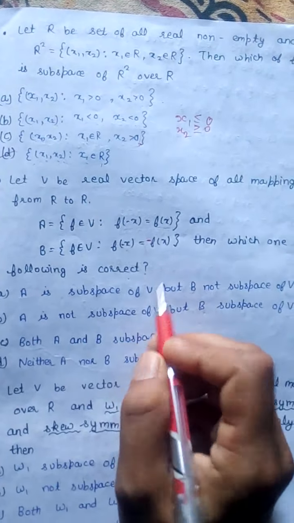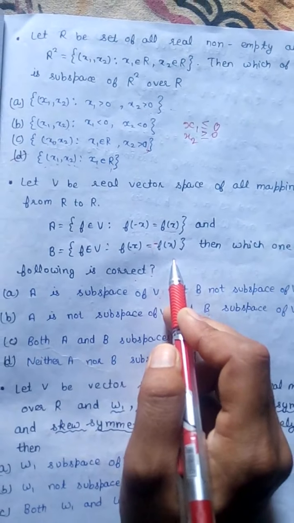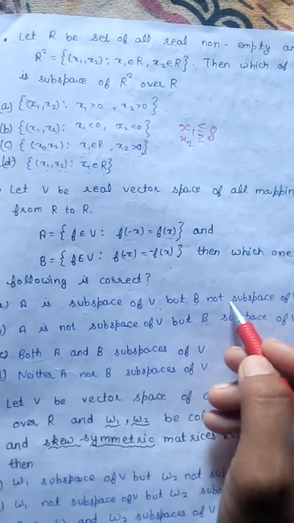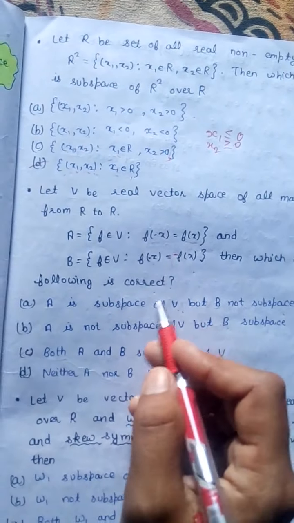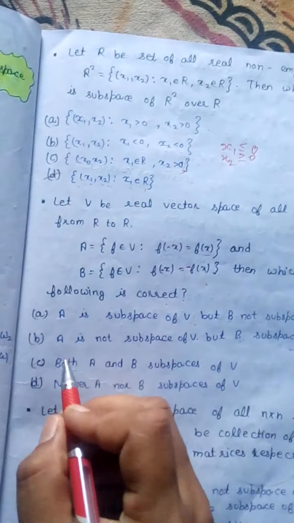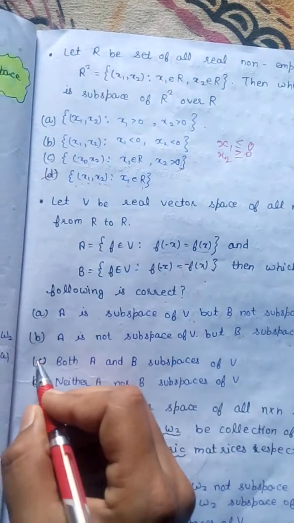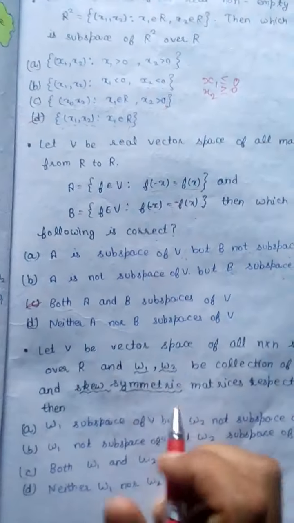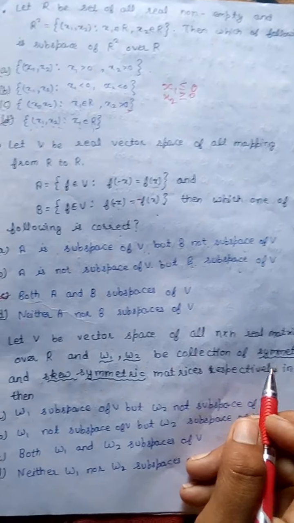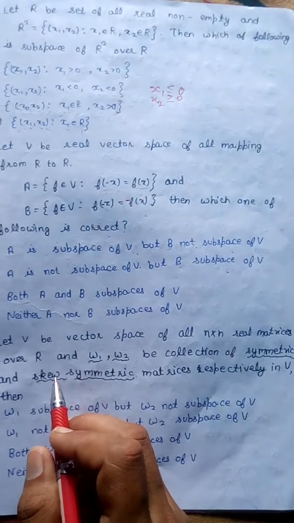A is a subspace of V. Even and odd functions are subspaces, as we discussed earlier. A is a subspace of V, but B is not a subspace of V. It is wrong. A is not a subspace of V, but B is a subspace of V. It is also wrong. Both A and B are subspaces of V. It is true.